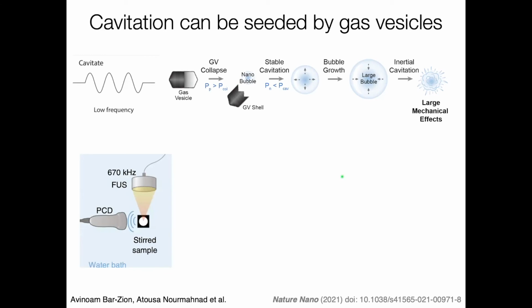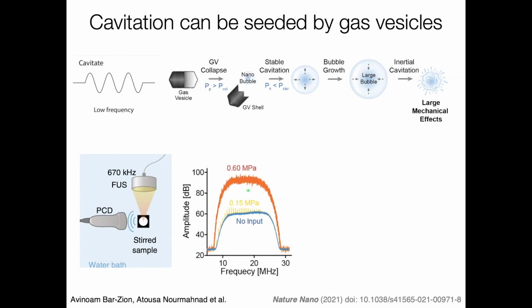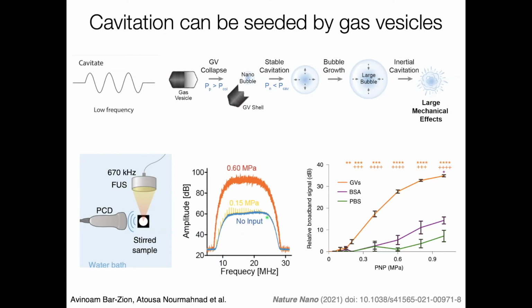So for the ultrasound experts, the way we prove this is by listening to what's happening within our sample. We have this passive cavitation detector, we're applying focused ultrasound, and we can see these broadband signals that tell us that we're getting this cavitation to happen. And it specifically happens when we have gas vesicles present, not when we have other proteins present or when we just have buffer.